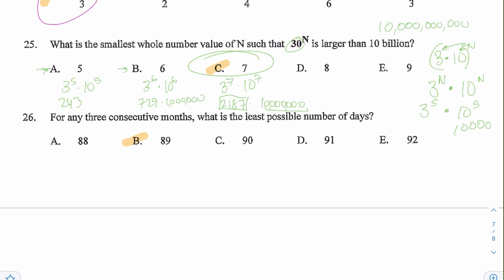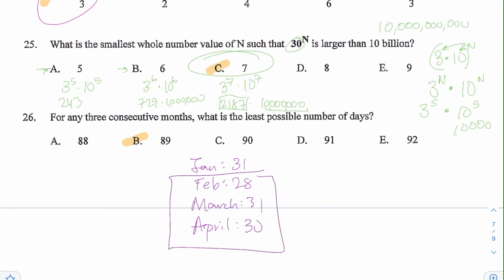Next, for number 26, for any 3 consecutive months, what's the least possible number of days? So the shortest month, you know, is February. So February can have 28 days. January has 31, and March also has 31, but April has 30. So you would add February to April. So that's 28 plus 31 plus 30, and that would be 89, choice B. December also has 31 days, so you can't do December to February.